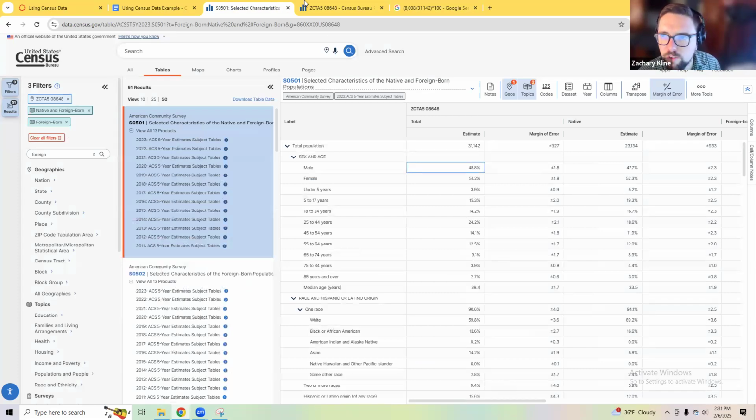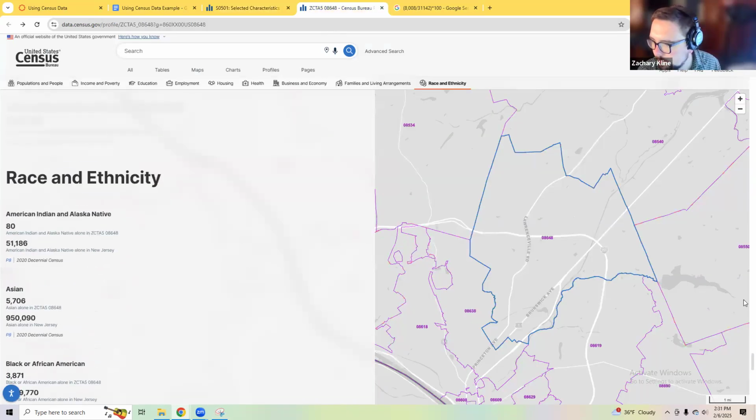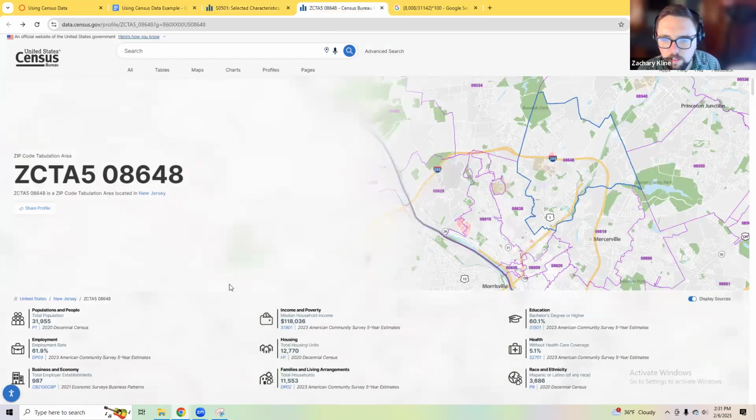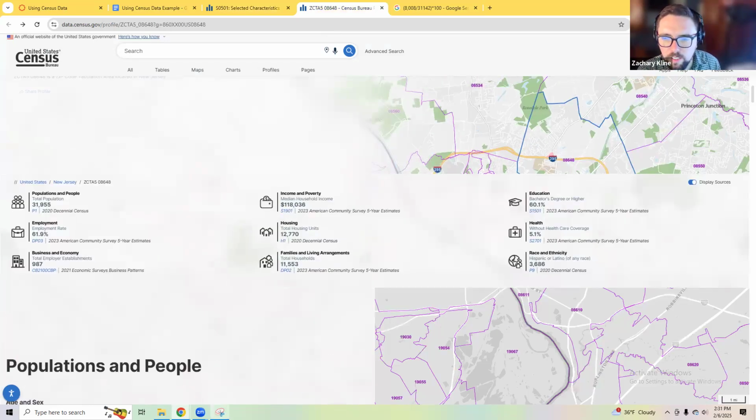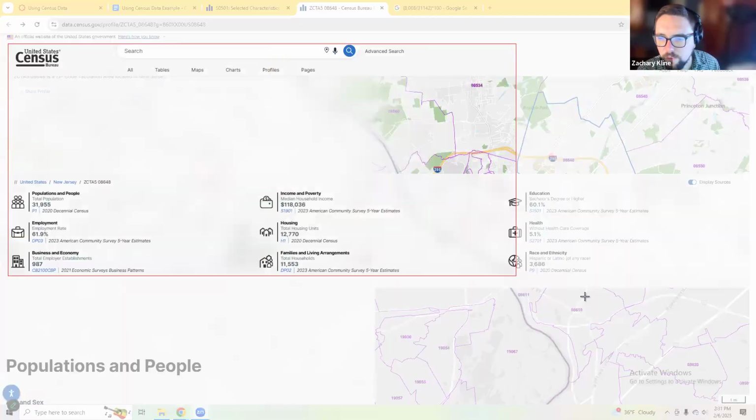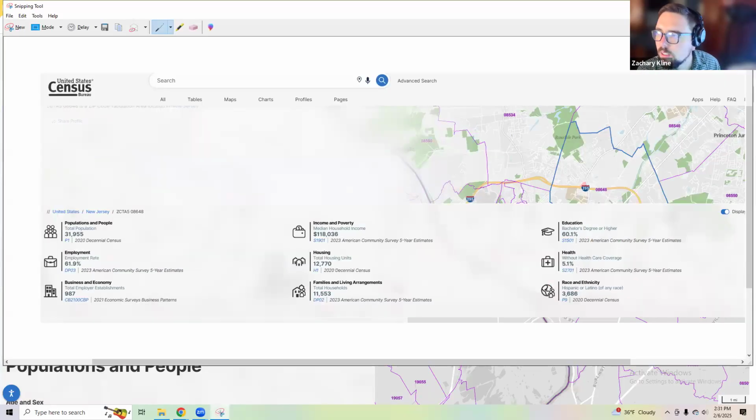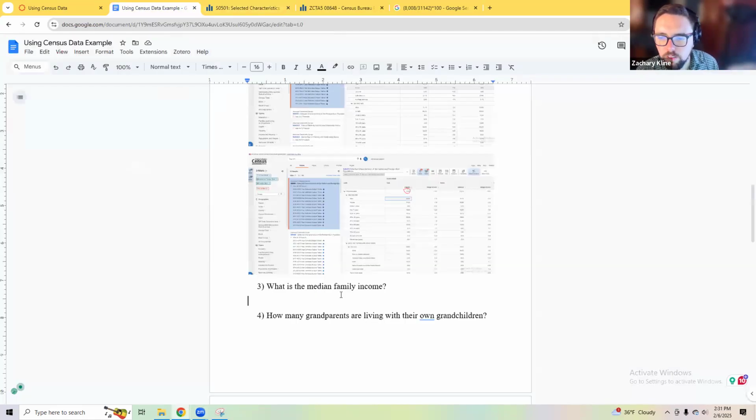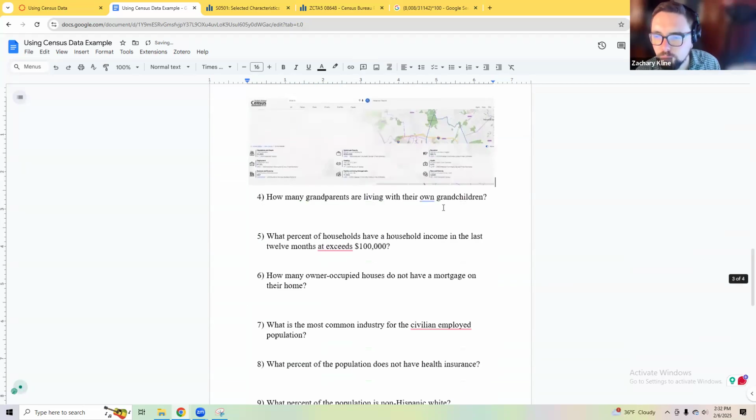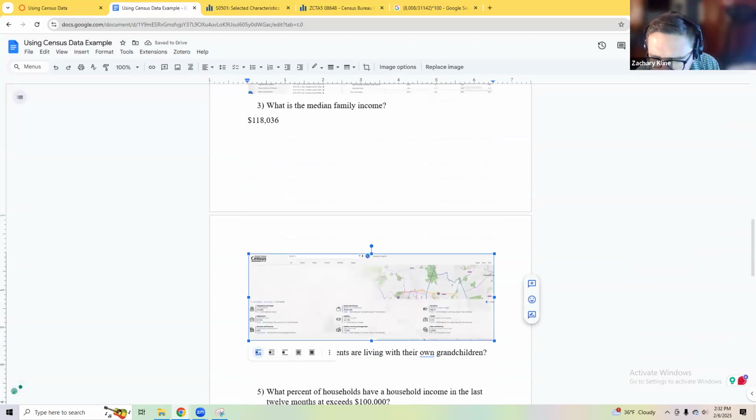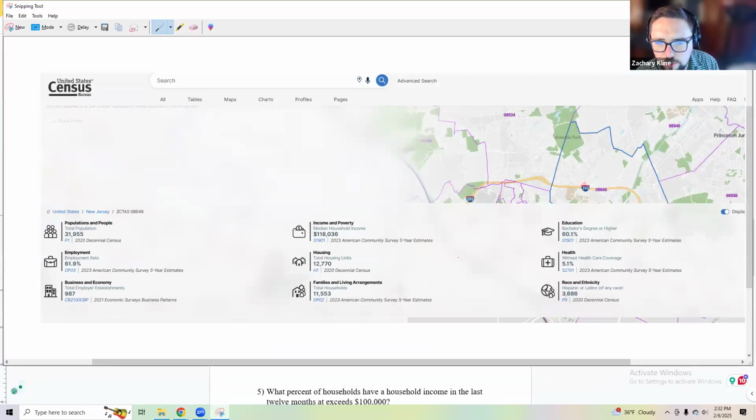Okay, median family income. This one's an easier one. We saw this right on our summary here at the top: 118.36. So we'll take this screenshot right here. Again, make sure that the screenshot you have here shows the zip code, the 08648. This one here. Make sure that's visible.